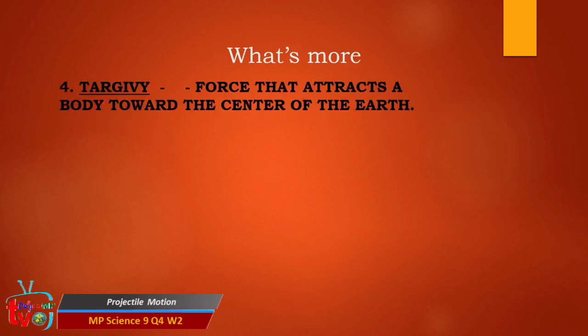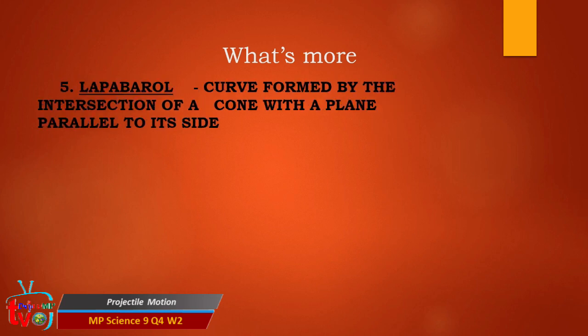Number 4. The force that attracts a body toward the center of the earth. And the answer is gravity. Number 5. It is a curve formed by the intersection of a cone with a plane parallel to its side. And the correct word is parabola.